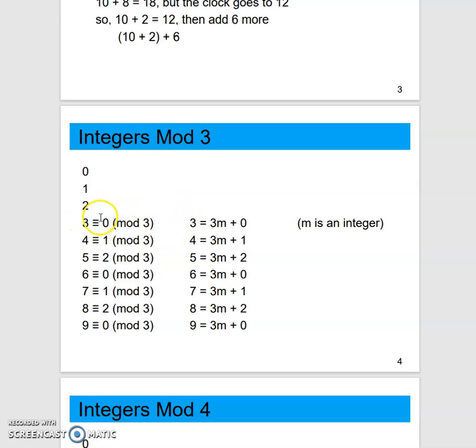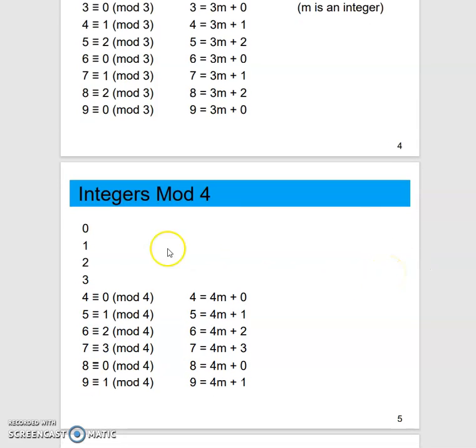So I would write that as 3 is congruent to 0 mod 3. And basically what you can think of that as meaning is 3 equals 3m plus 0, where m is some integer. So here I'm looking at that remainder. Similarly, 4 is congruent to 1, because I've got the remainder of 1. 5 is congruent to 2, because I have the remainder of 2. And as you can see, I've got a few more listed there for you as well.